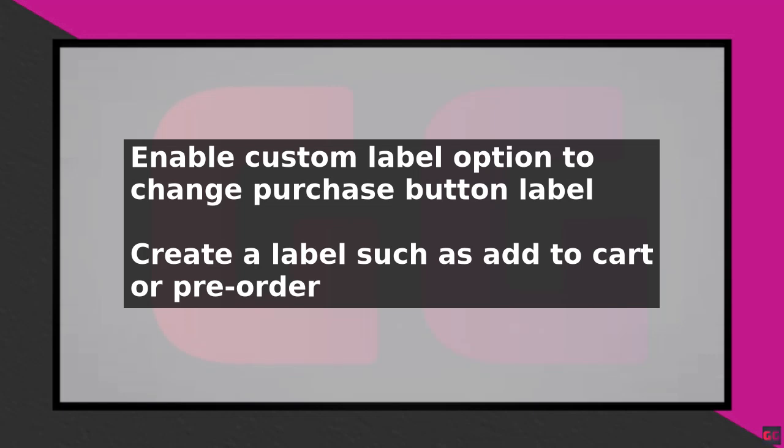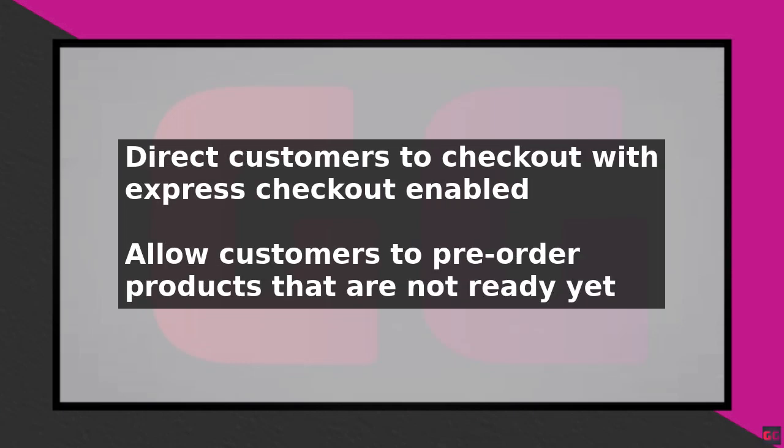Look for the Marketing and Selling Tools sections, where you can find custom forms and buttons. Enable the custom label option and create a label, such as Add to Cart or Pre-order, to change the purchase button label. If you have Express Checkout enabled, you can also direct customers straight to checkout, allowing them to pre-order even if the product isn't ready yet.